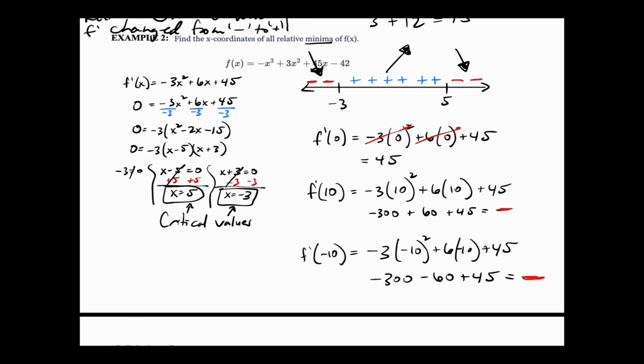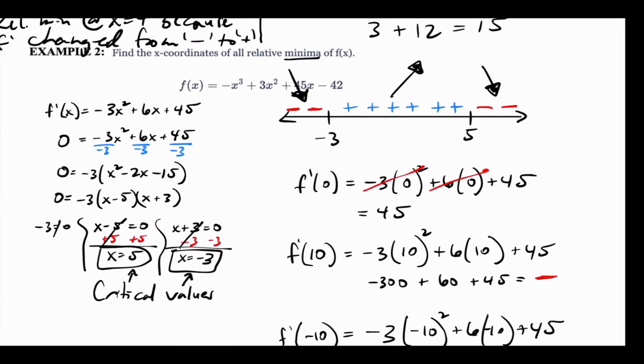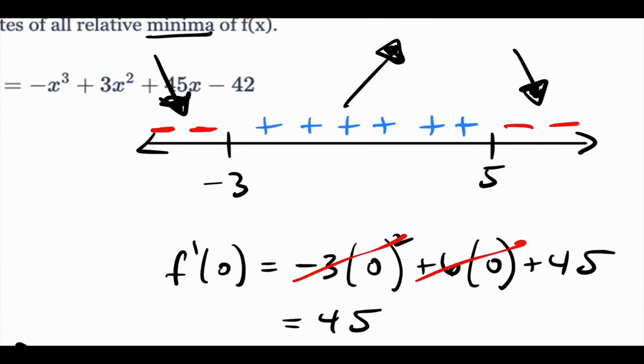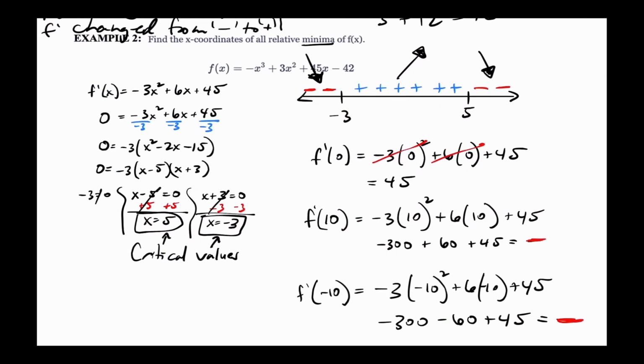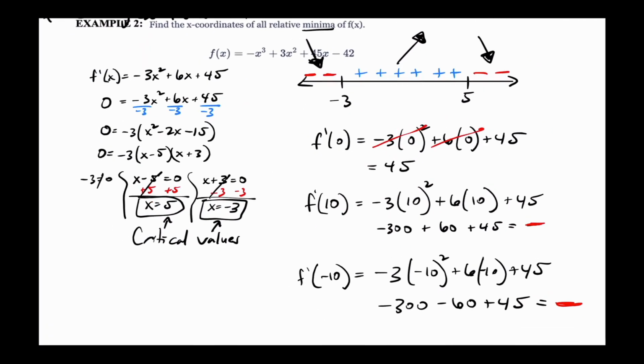So which one of those critical values is the minimum? Both? One? None? Negative 3, because the derivative changes from negative to positive after negative 3. It does the opposite at 5. That's a maximum.